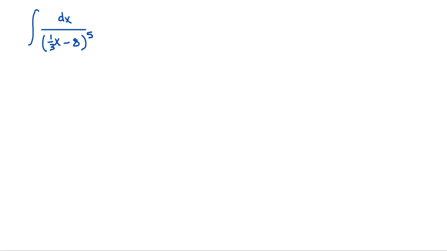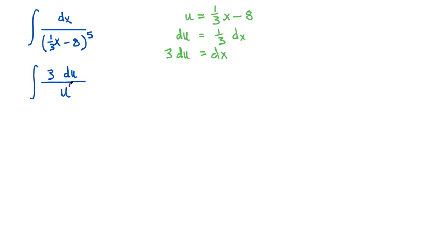Okay, so another example. This one, again, we're looking for a candidate for an inside function. Let's use u being equal to 1/3 x minus 8, which means du is going to be 1/3 dx. And so spinning that around, that dx is just going to be 3 du. And so let's substitute this back in. So the integral then, dx becomes 3 du over u to the power of 5. And so that 3 we can factor out. 3 times the indefinite integral of u to the -5th du.